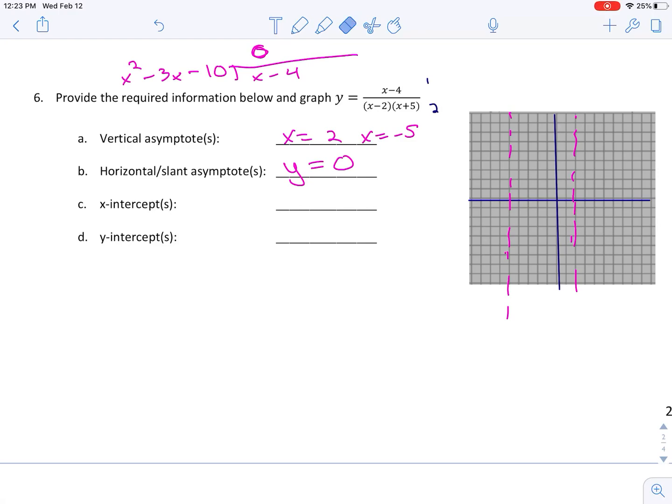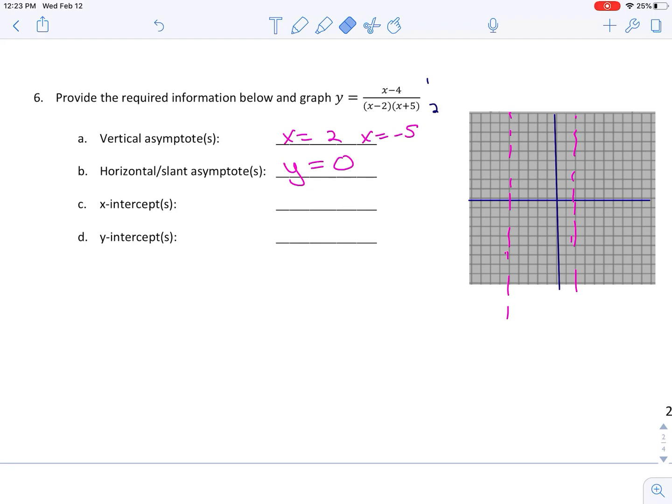So remember, if they're equal, it's the ratio of the lead terms. That's why it's the ratio of the lead terms, because you're dividing them. And then again, if it's improper, I would get a slant asymptote if it was 1 greater.